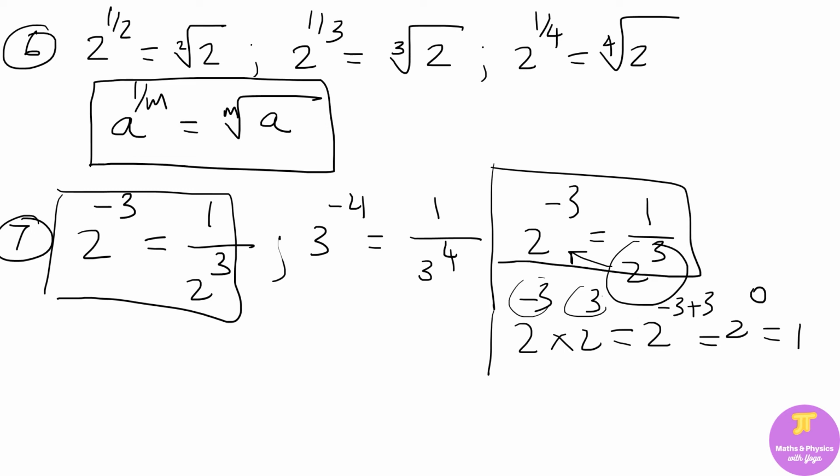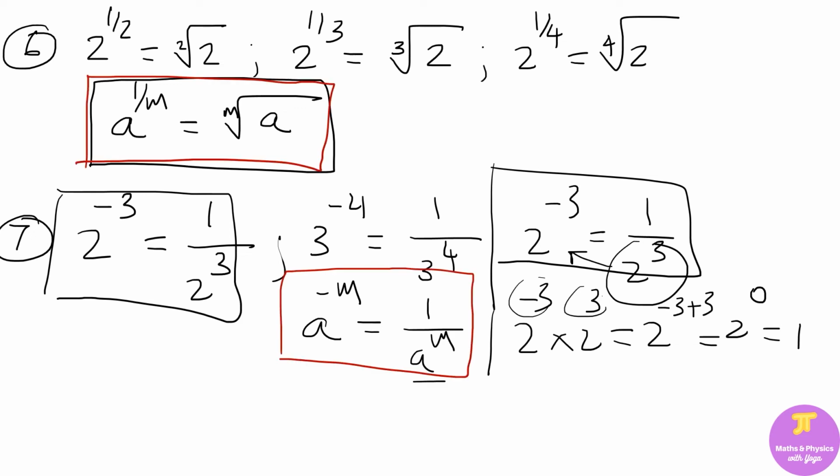So how can we generalize this one? a to the power minus m will become 1 over a to the power m, right? So this is the seventh law. What about the last law?